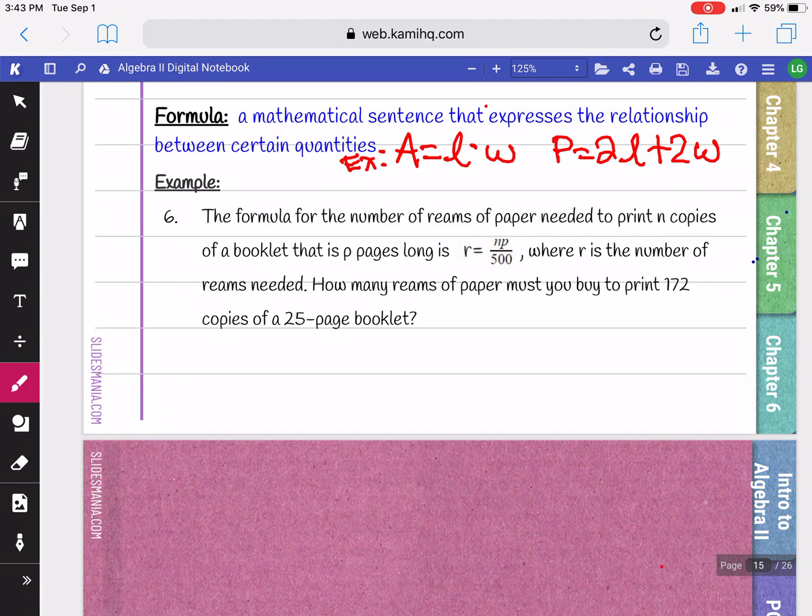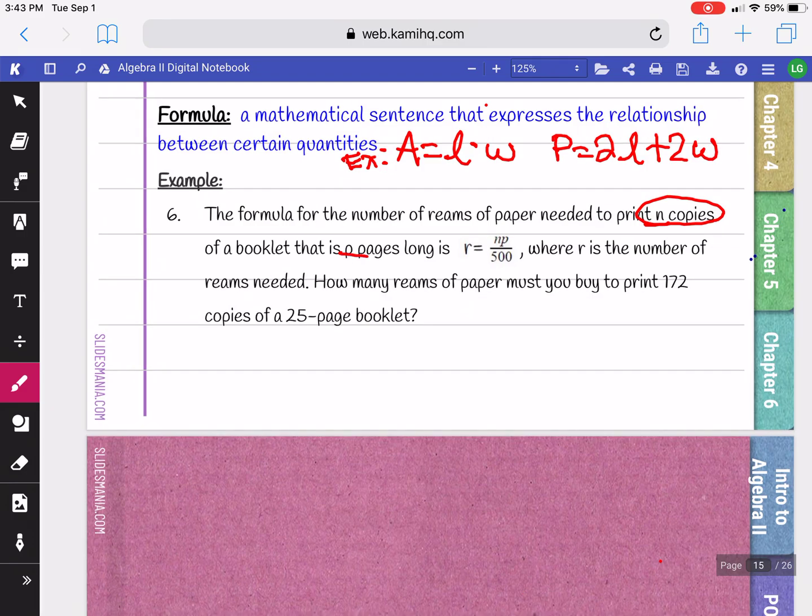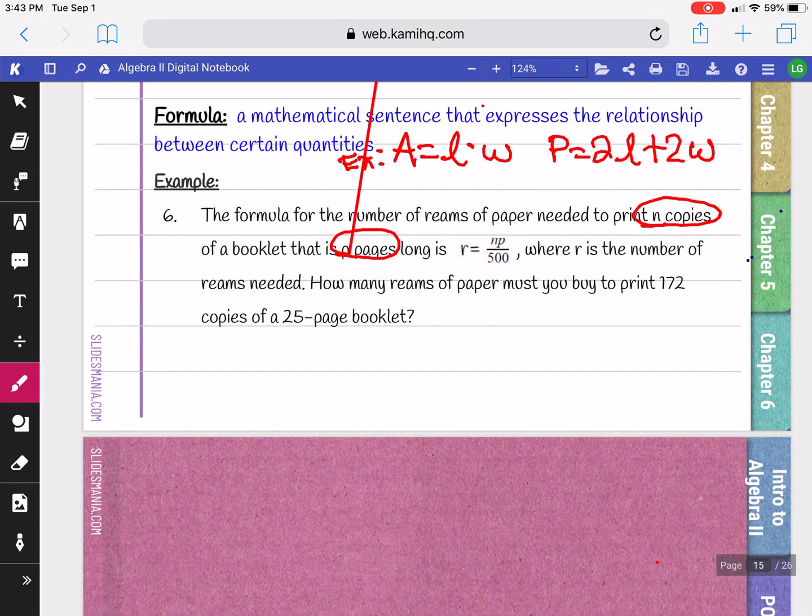So here in this next example, it says the formula for the number of reams of paper needed to print n copies, so n stands for copies, of a booklet that is p pages, so p stands for pages, long, is r equals np over 500. So here they gave us our formula, and r is the number of reams. So I'm going to go ahead and write down that formula. And it wants to know how many reams of paper you need to buy to print 172 copies. So 172 is our copies.